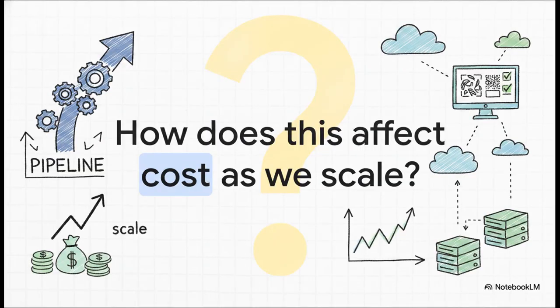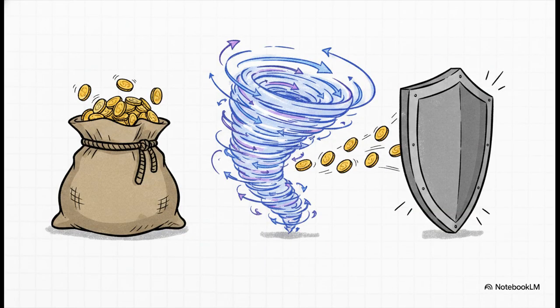Question 3. How does this affect cost as we scale to high volumes? Well, volume scales linearly with successful solves, but the real cost killers, those are wrong parameter loops and retry storms. Applying this exact operational checklist drastically drops your cost per accepted solve because it entirely eliminates those wasteful infinite loops.